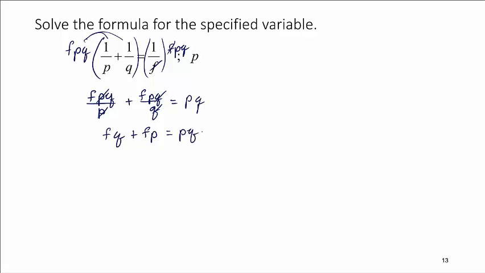Okay, so we got rid of the fractions, and some of you may say, okay, well, how does that help us? We now have two terms that have a p in it, right? And we're trying to get p by itself. So let's get p on one side of the equation. So I'm going to subtract FP from both sides. What I'm doing here is getting everything that has a p in it on one side of the equation, right? So I have FQ equal to PQ minus FP.